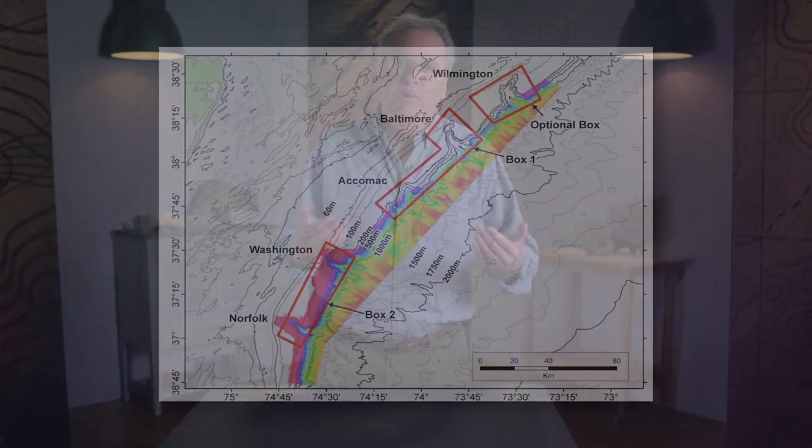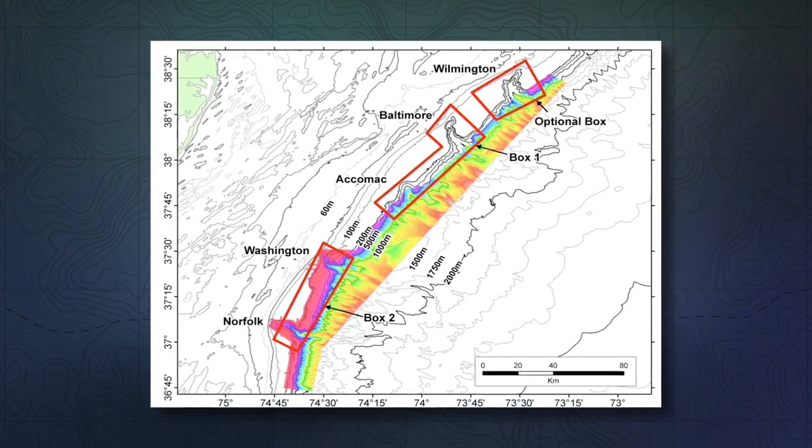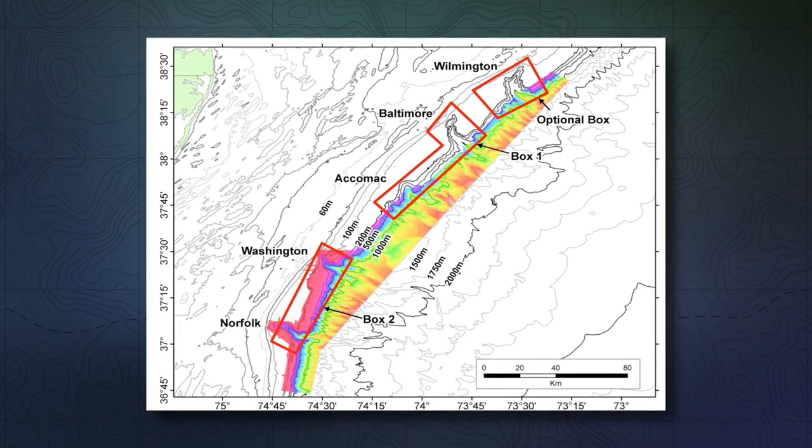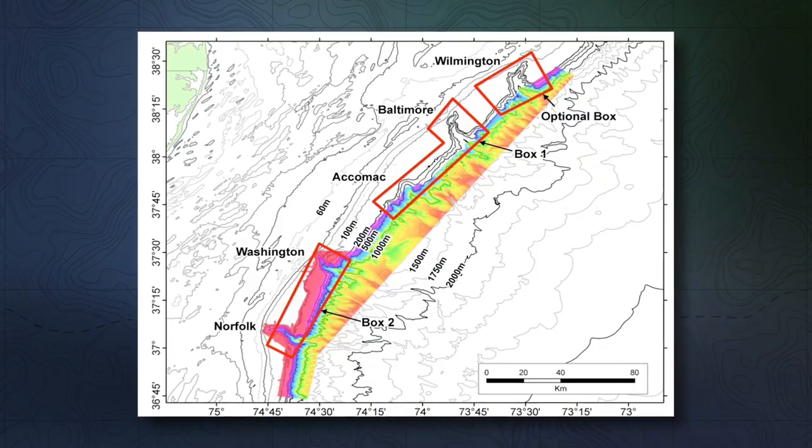During times of low sea level, like during the last glaciation 25,000 years ago, coastal plain sediments were cut by large rivers, creating the canyons you see at the edge of the continental shelf, like Baltimore Canyon, Washington Canyon, and Norfolk Canyon to the east of Delaware, Maryland, and Virginia.